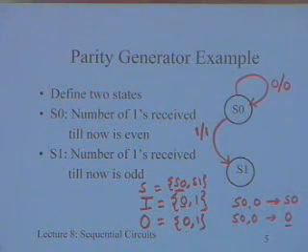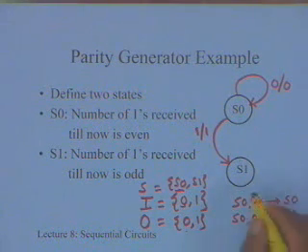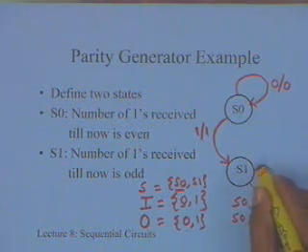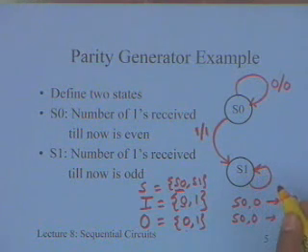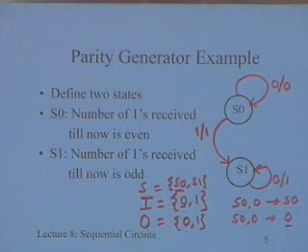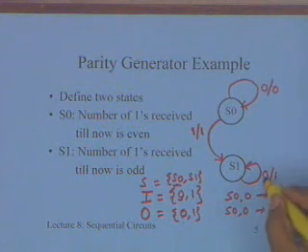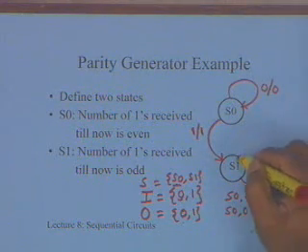Now when I am in state S1, I have to specify the transitions again. The two transitions: let us say the number of 1s were odd till now. If I get a 0, the number of 1s will remain odd because I got a 0 as an input, and I will remain in odd, and I got a 1 over here.